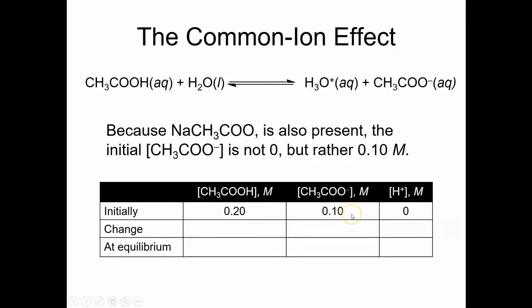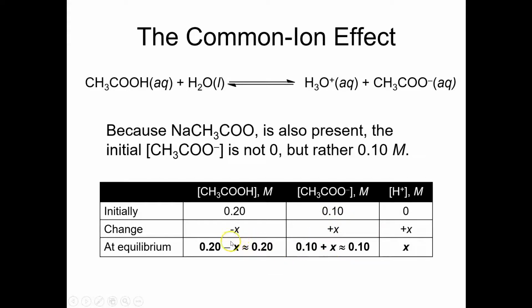It's 0.1. Now, because Q here is equal to 0, even though I've got a product present, I still have no H plus, and so Q is still equal to 0, and so the reaction is going to go forward. And so I can put in my X's, and then at equilibrium, the acetic acid concentration is going to be 0.2 minus X. The acetate concentration is going to be 0.1 plus X.